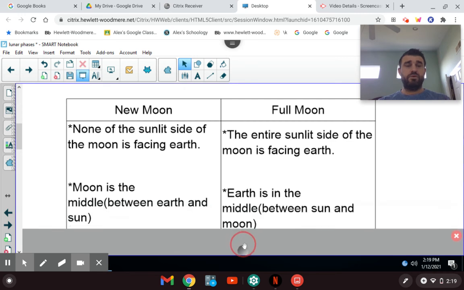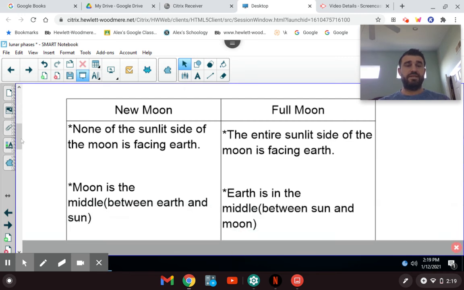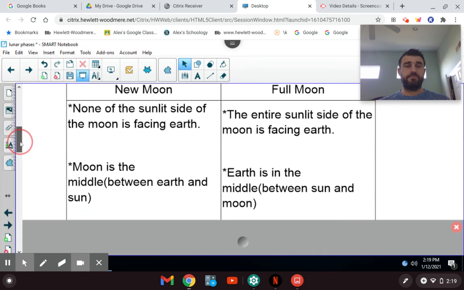For the new moon, the moon is in the middle. Okay? That's very important. So between Earth and Sun. And for the full moon, Earth is in the middle.